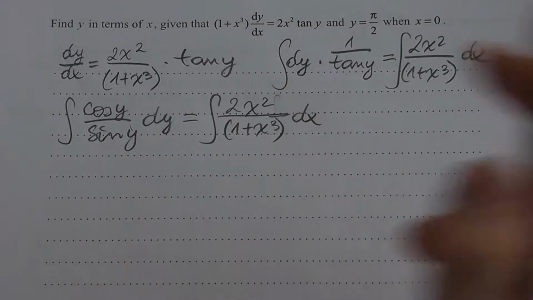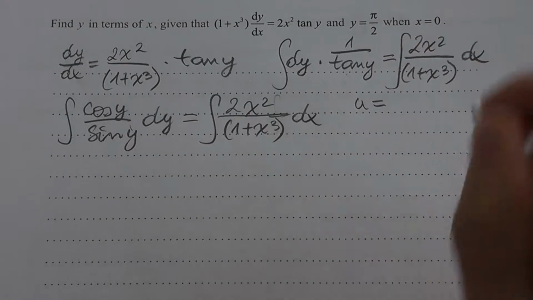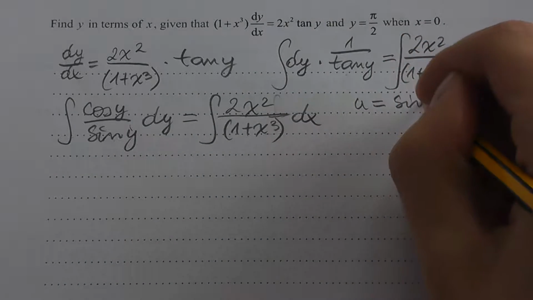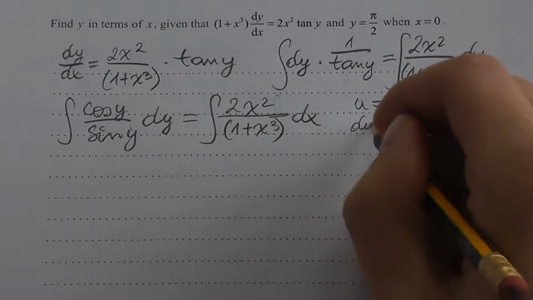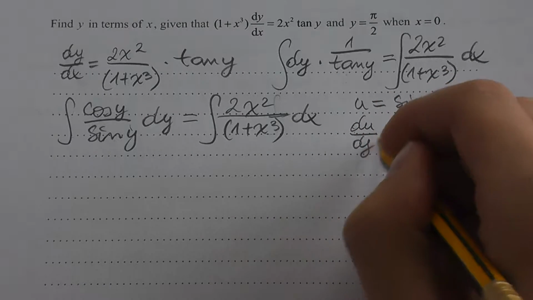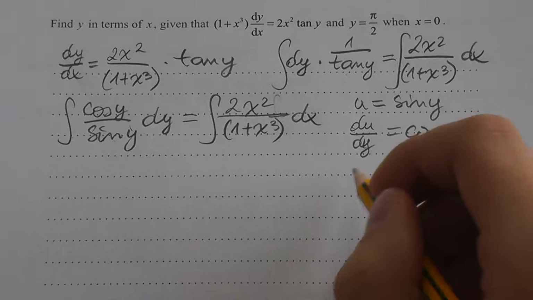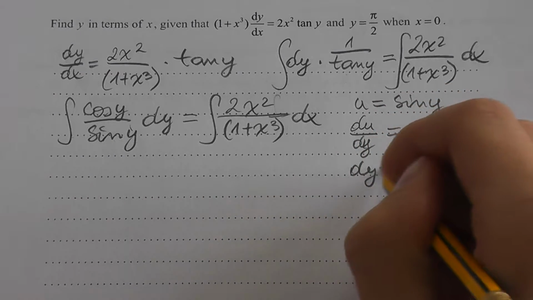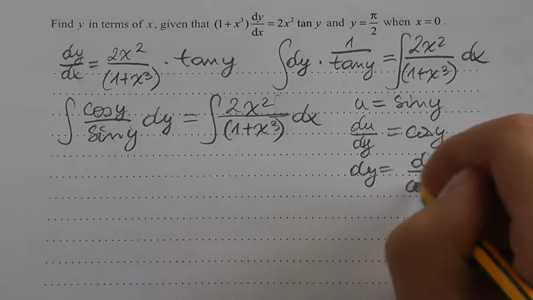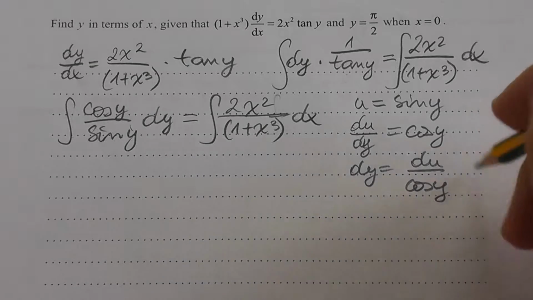Now, for this problem, we use substitution. u is equal to sine y. From that, it follows that du dy is equal to cosine y. Therefore, we say that dy is equal to du over cosine y. Follow me on this one.